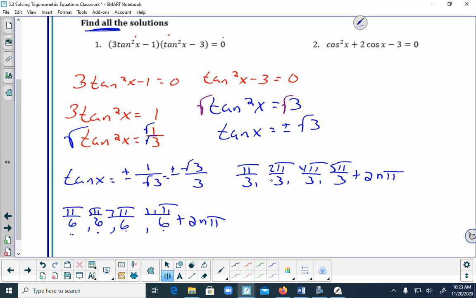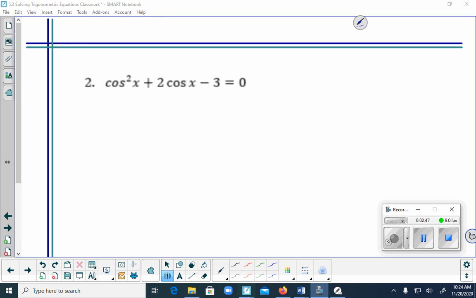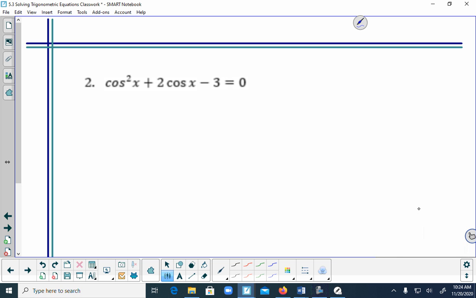And give me a second so I can get that next one down. So I just brought the other one to another page so I had more room to work on it.